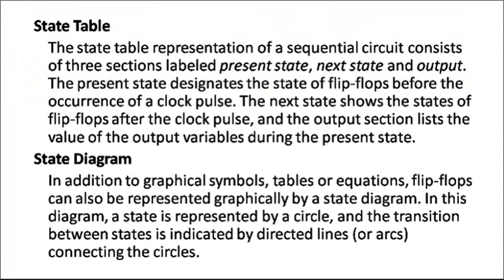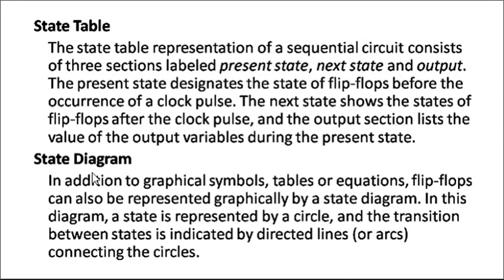See, the state table means what? The state table representation of a sequential circuit consists of three sections called present state, next state and output. The present state designates the state of the flip-flop before the occurrence of the clock pulse. The next state shows the states of the flip-flop after the clock pulse. And the output section lists the value of the output variables during the present state.